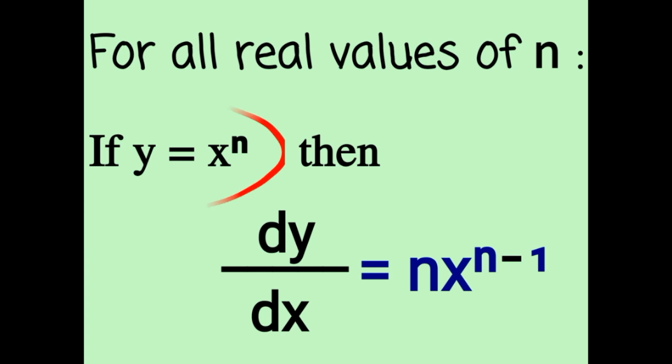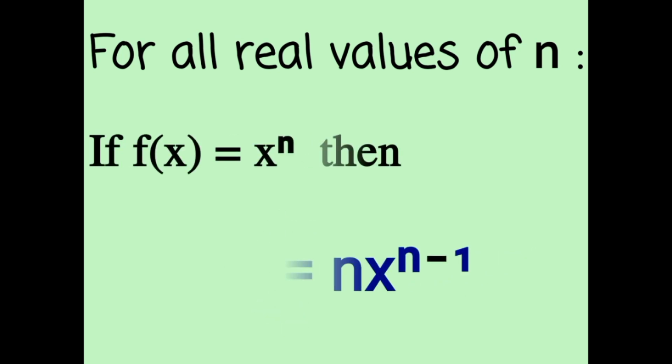So, in order to find the derivative of y equals x to the power n, we multiply by the power, that is n, and then subtract 1 from the power. Hence, the derivative of y equals x to the power n is dy over dx equals nx to the power n minus 1. For all real values of n, if f(x) equals x to the power n, then f dash x equals nx to the power n minus 1.